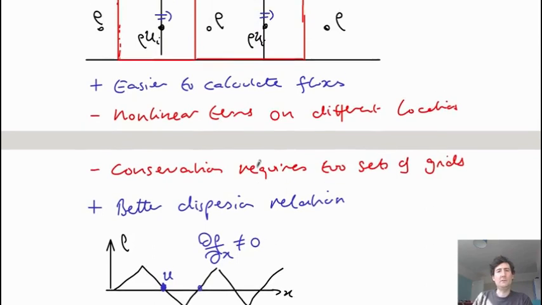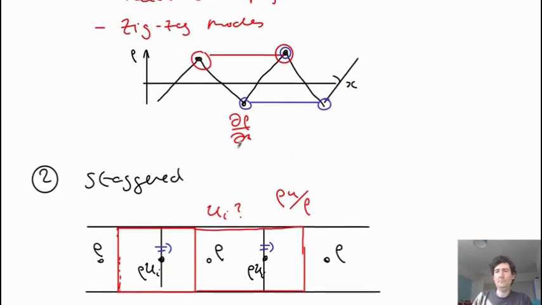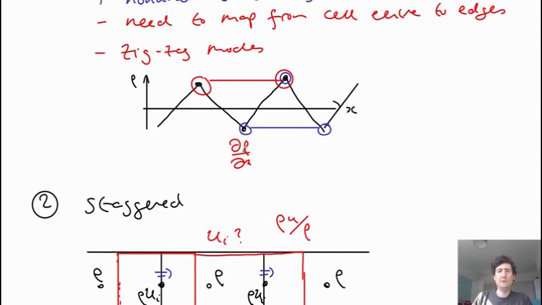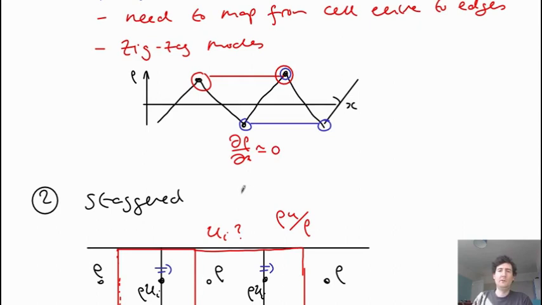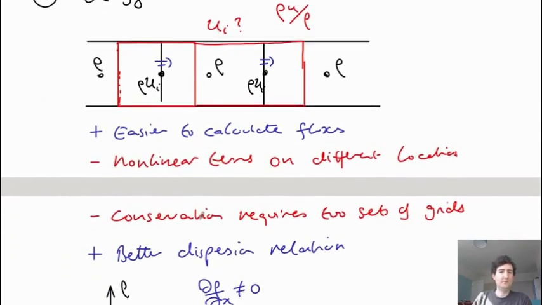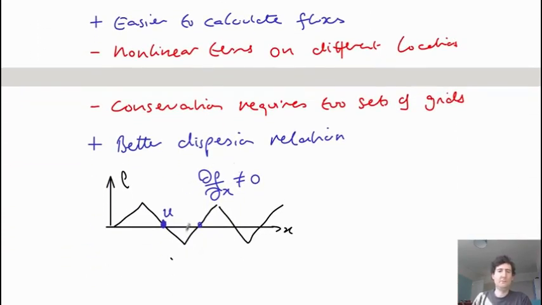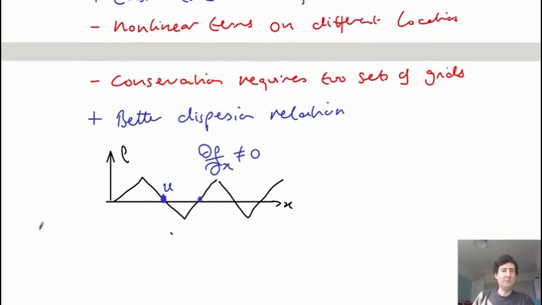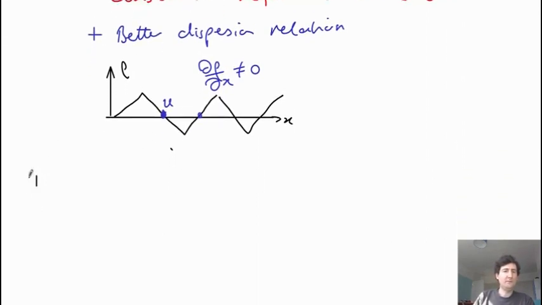Whereas in the cell-centered case, we were calculating the gradients at the same locations as the density, and so this kind of zigzag had 0 gradients. So here it's roughly 0. Whereas in the staggered case, the same zigzag has non-zero gradients, because we're calculating the gradients at different locations than the density. And we can show this a bit more mathematically by calculating the dispersion relation.